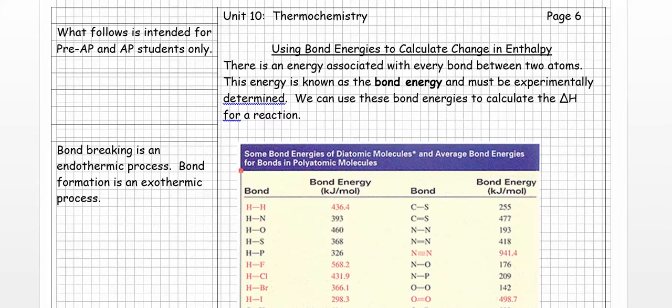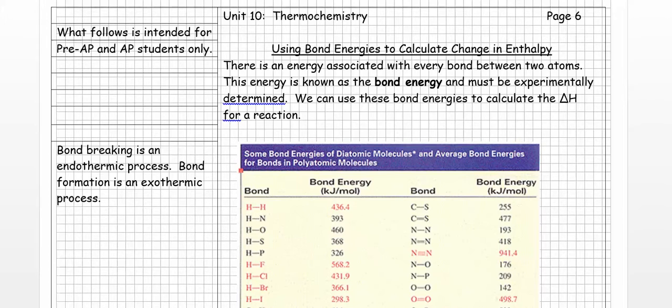This is thermochemistry. We've kind of gotten the basics of this unit under our belts now. And what we want to do is focus now on some more advanced topics in thermochemistry. And so this is going to be intended really for pre-AP and advanced placement students, although anyone is welcome to follow. So let's go ahead and get started.